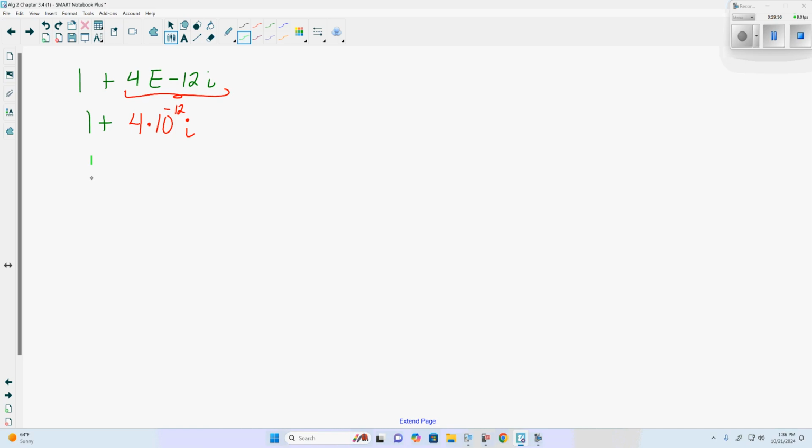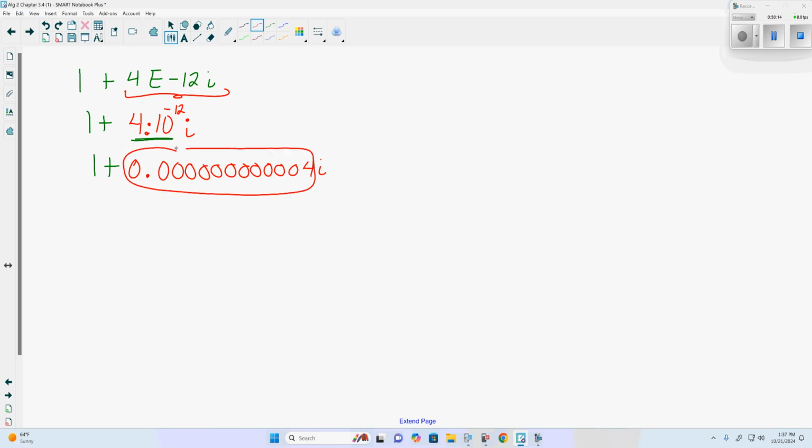Now, for us, we still have the 1 plus. Now, 4 times 10 to the negative 12th. What that means is that we're going to take the decimal place that's right after 4, and we're going to move it 12 places to the left, which would give us 1, 2, 3, 4, 5, 6, 7, 8, 9, 10, 11, 12. This number here, for all intents and purposes, is 0.